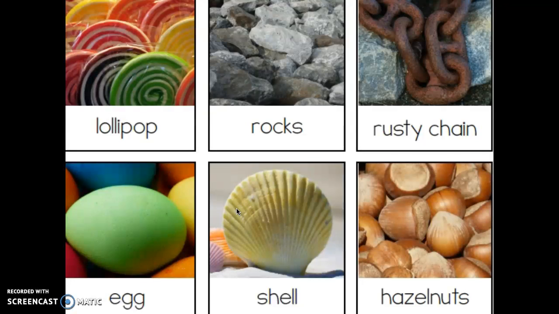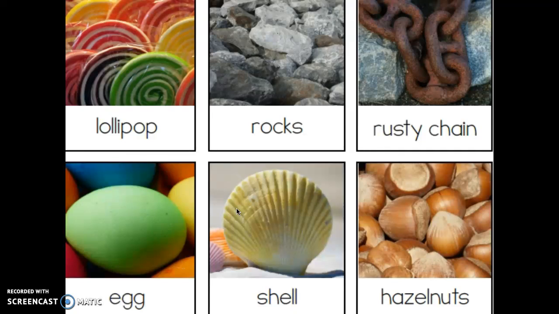All right, friends, if you have a buddy and you are ready to take a look at the pictures, remember we are going to decide whether the items are hard, soft, rough, or smooth. You can use the cards that are in the pocket with this video to help you remember those words.